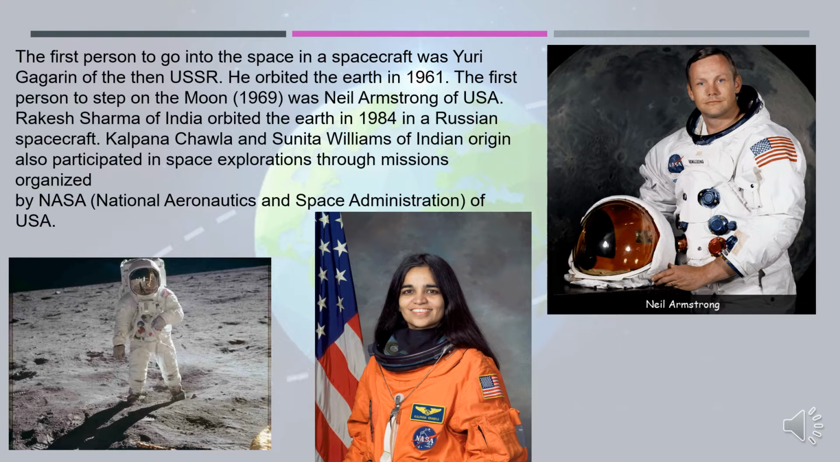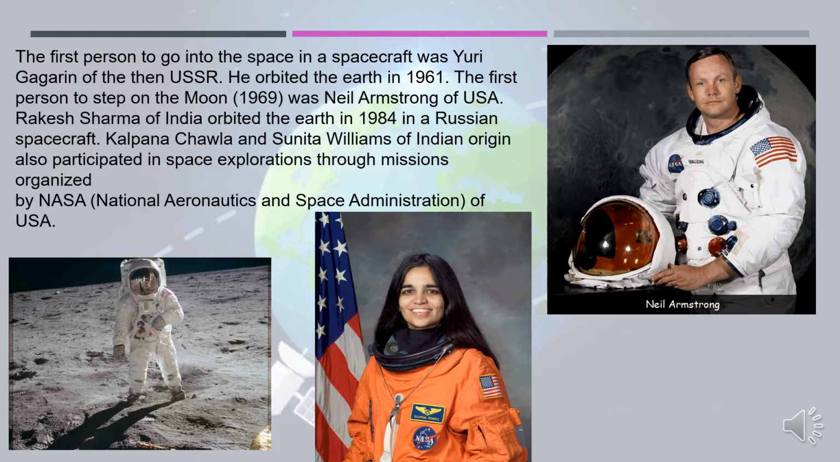Now the first person to go into space in a spacecraft was Yuri Gagarin of the USSR. He orbited the Earth in 1961. The first person to step on the moon was Neil Armstrong of USA. Rakesh Sharma of India orbited the Earth in 1984 in a Russian spacecraft. And Kalpana Chawla and Sunita Williams of Indian origin also participated in space exploration through missions organized by NASA, that is National Aeronautics and Space Administration of the USA.